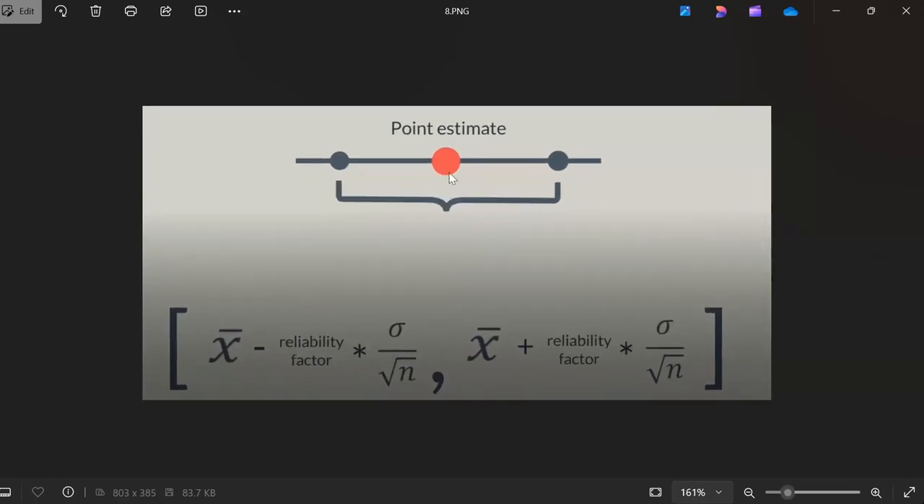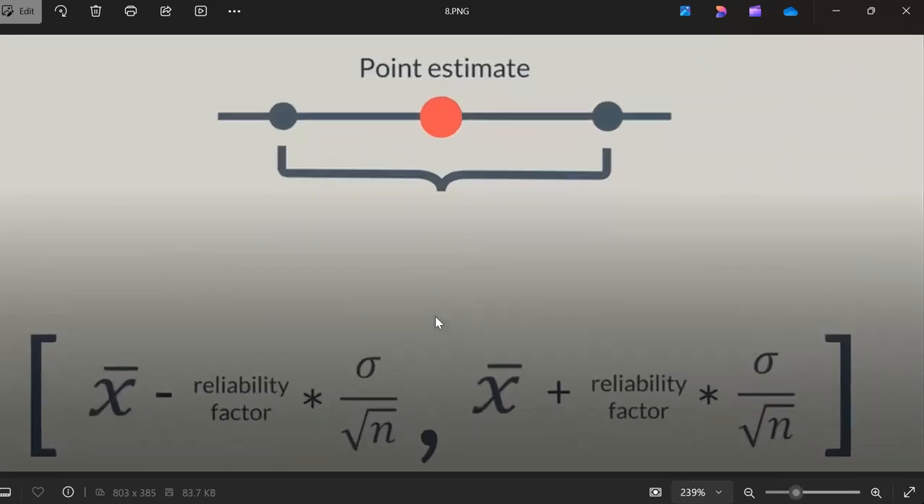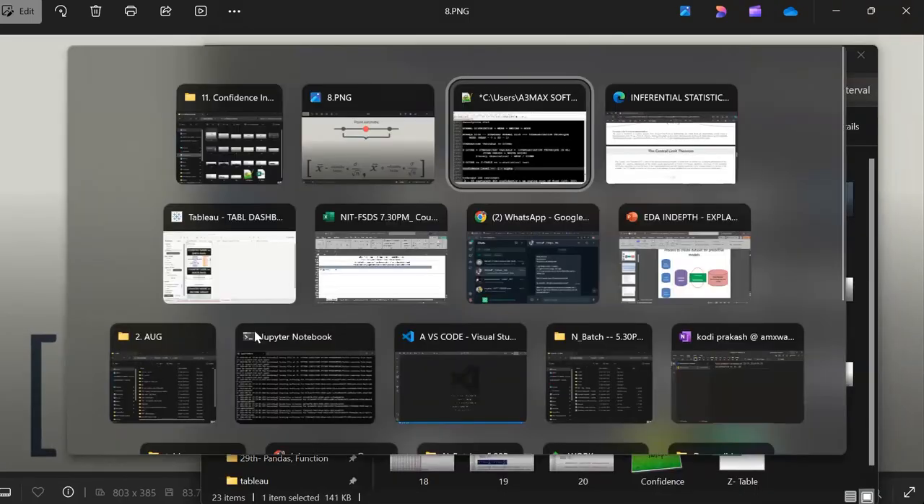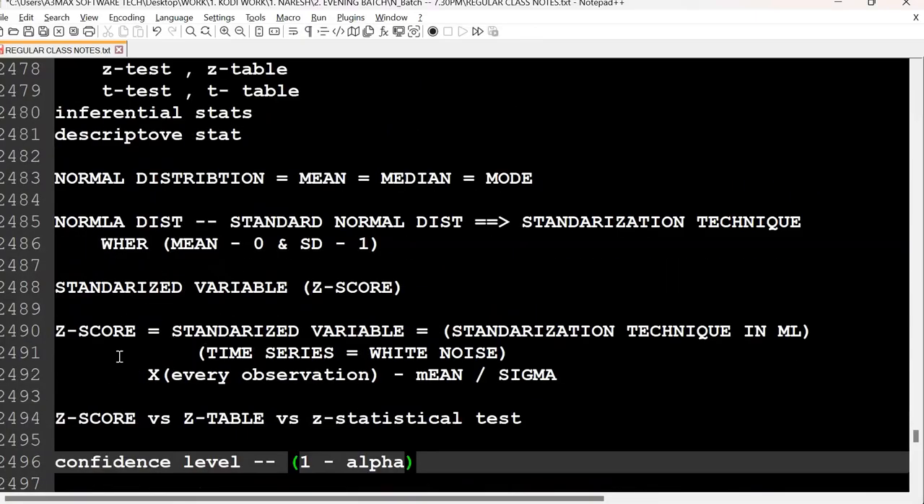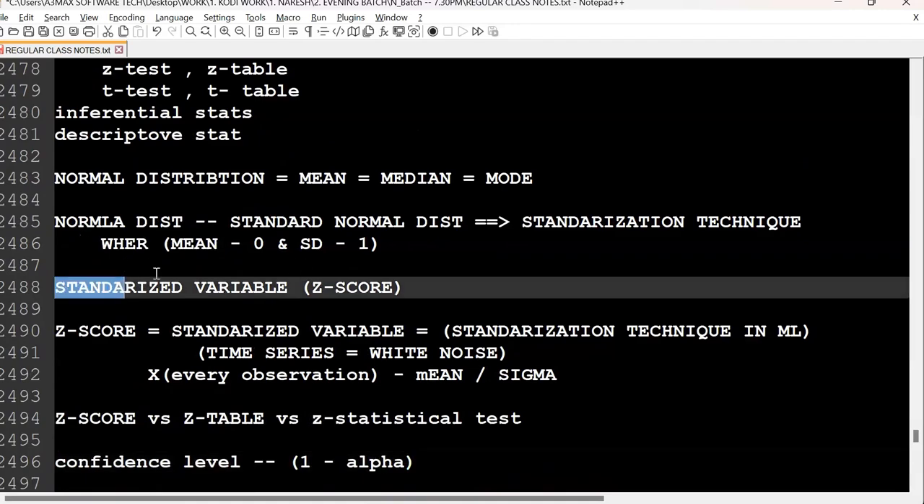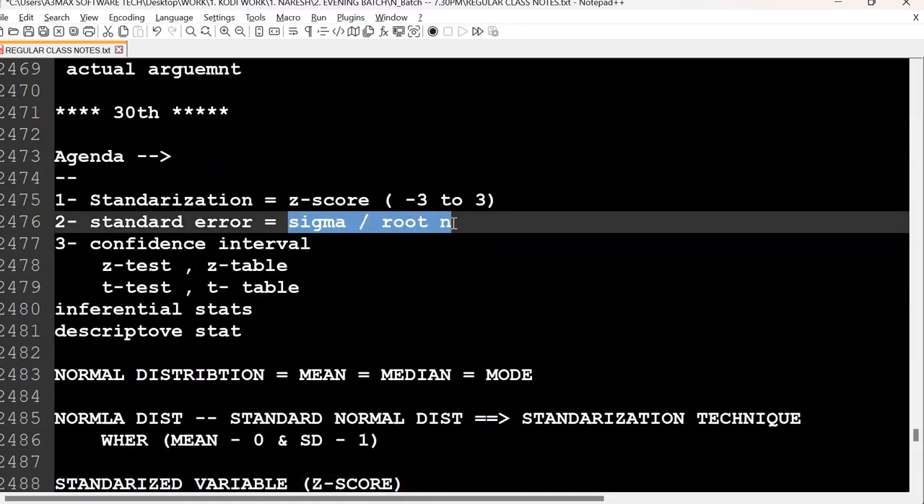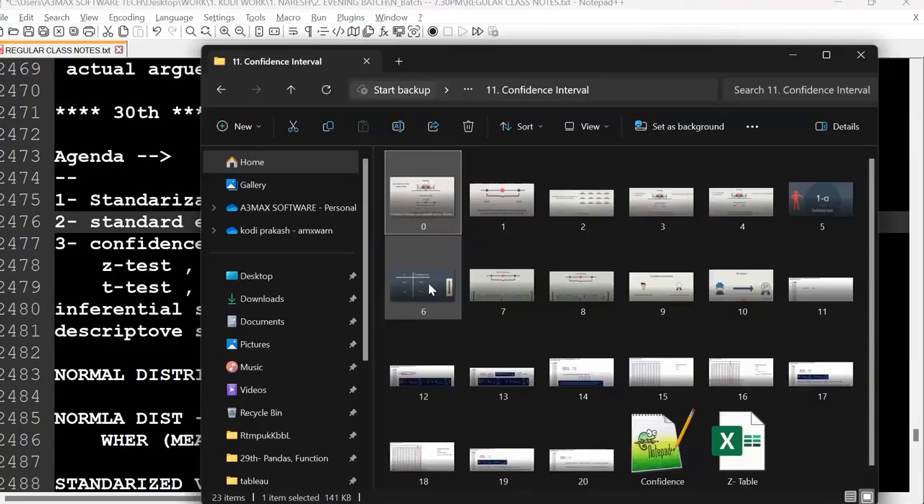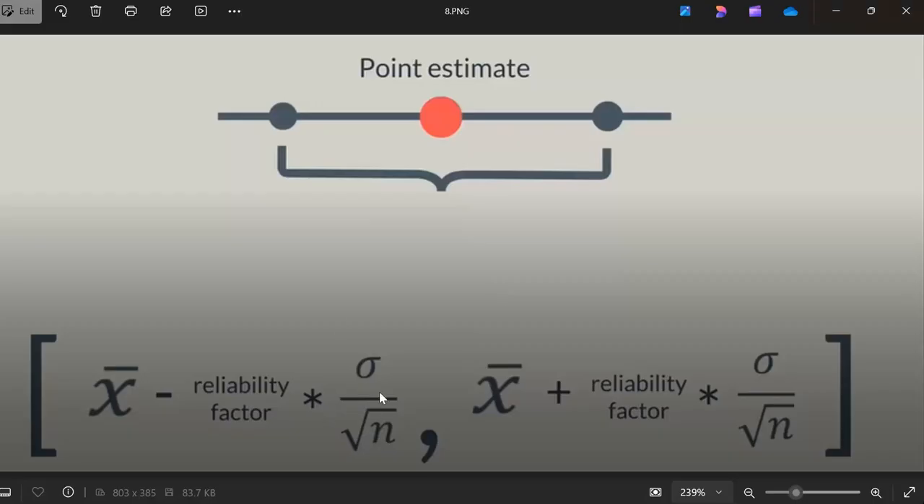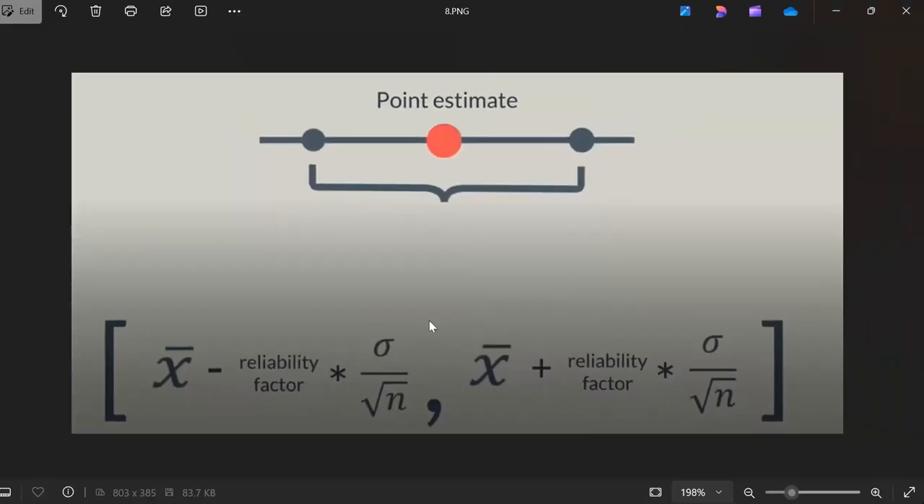Point estimate. This is average or not? X bar is the mean. X bar plus reliability factor into sigma by root n. Just now I explained standard error, or not, guys? So this is standard error, the first one, sigma by root n. So this formula I implement here. And this is the reliability factor.